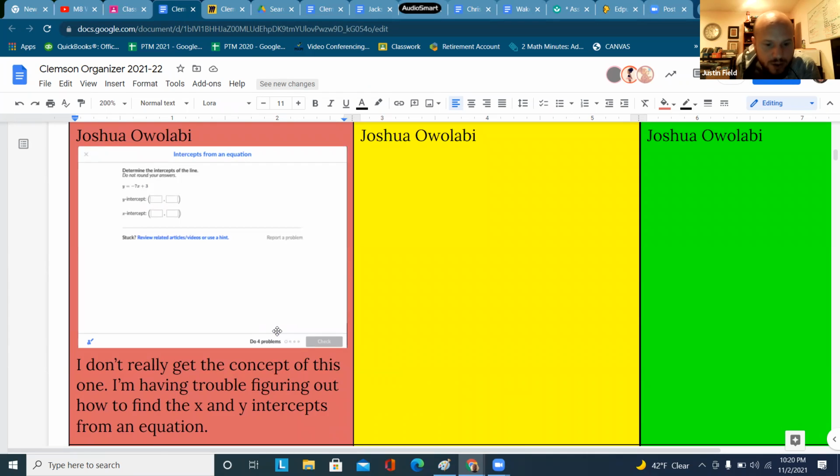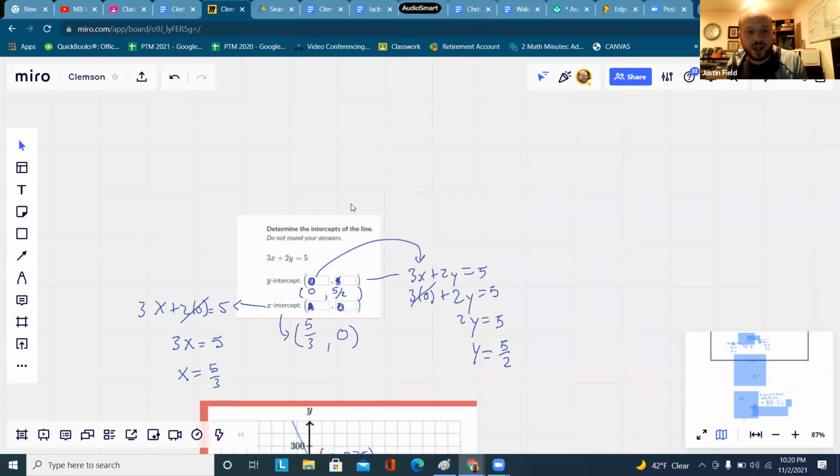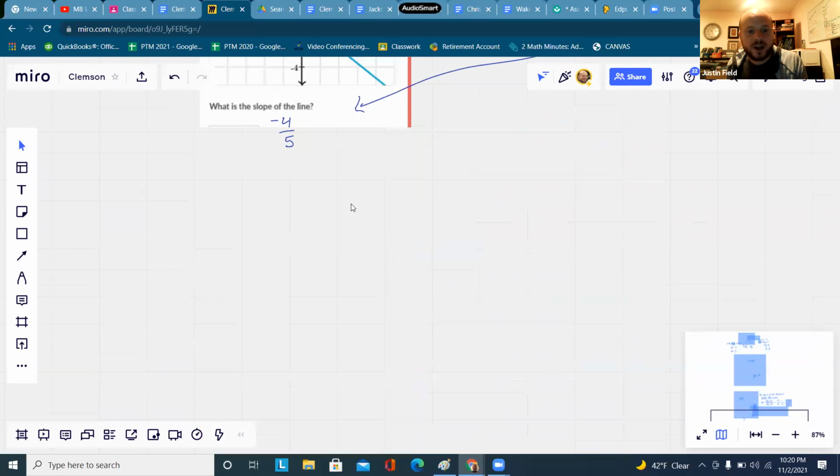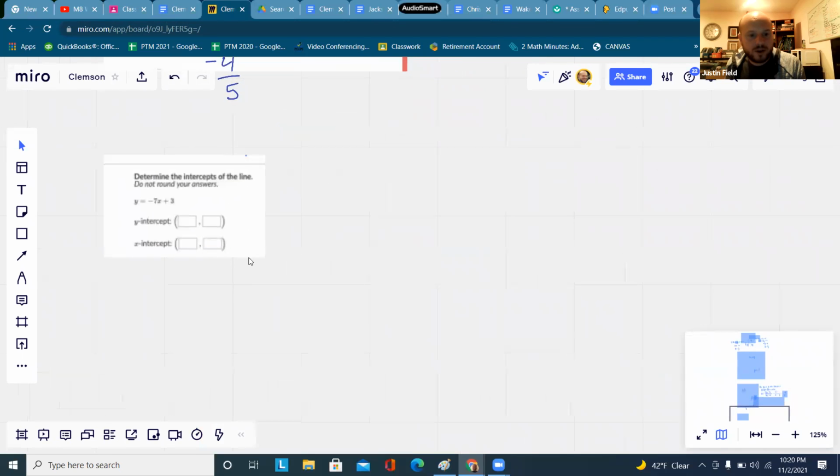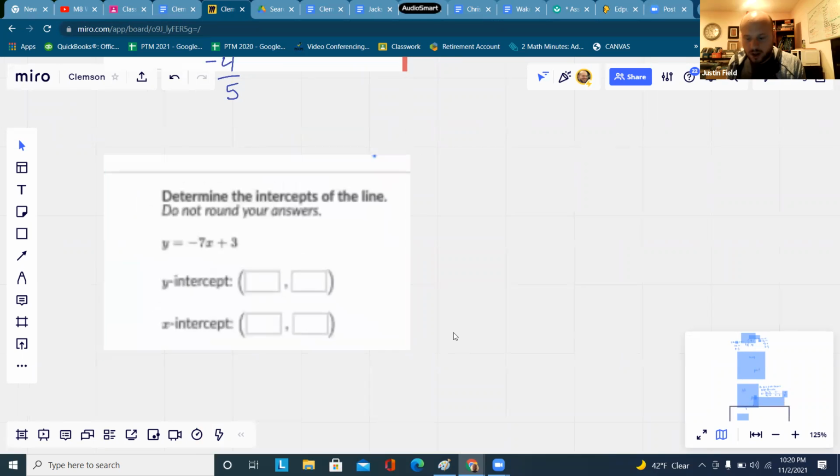Joshua: I don't really get the concept. I'm having trouble figuring out how to find x and y intercepts from an equation. All right, so we did the one, but I'm going to do this one too, because the first one we did was in standard form. So now let's do this one because it's in slope intercept form.